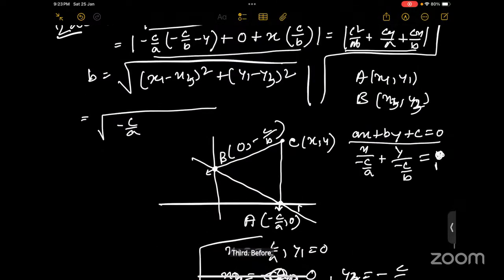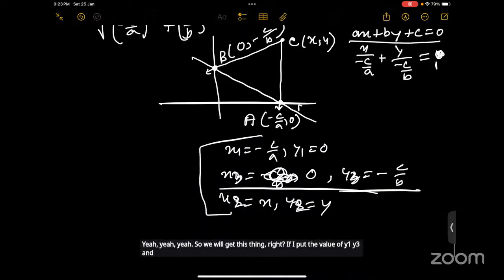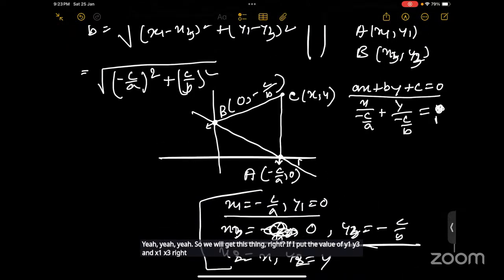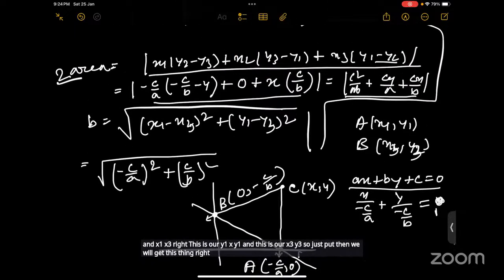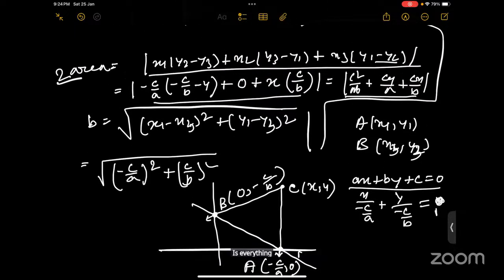So the red box will go by that point. Yeah. So we will get this thing, right? If I put the value of y1, y3 and x1, x3, this is our x1, y1 and this is our x3, y3. So just put them in, then we will get this thing, right? Is everything fine up to that? Yes, ma'am.